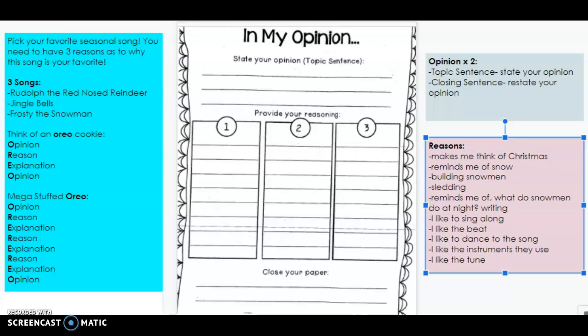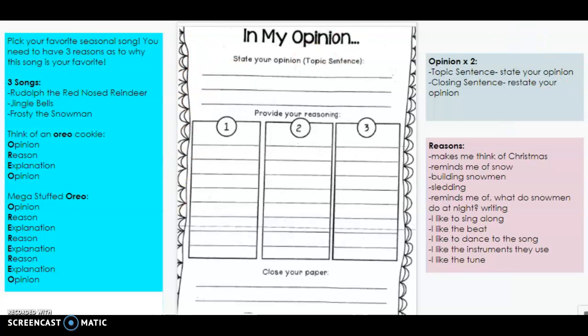So you listened to 3 seasonal songs with your teacher. You listened to Rudolph the Red-Nosed Reindeer, Jingle Bells, and Frosty the Snowman. So now you are going to think about your favorite song out of those 3, and you are going to be writing an opinion writing piece. You should have watched the 2 opinion videos that talk about what an opinion is and what opinion writing is.